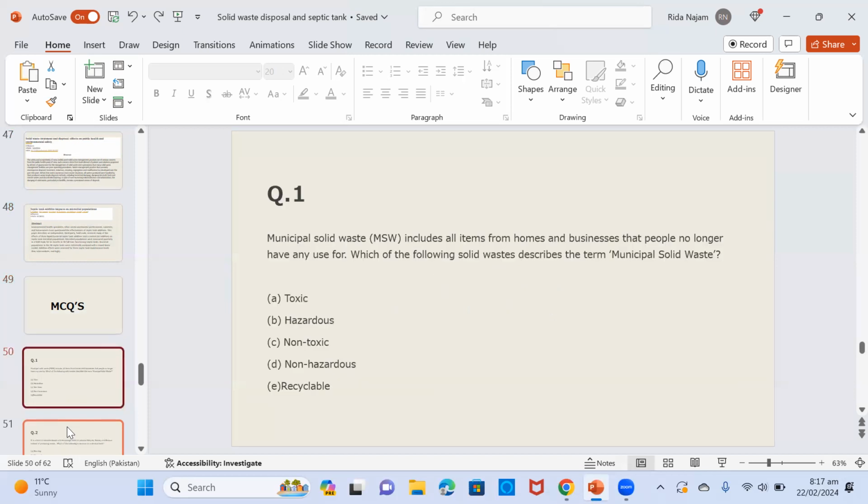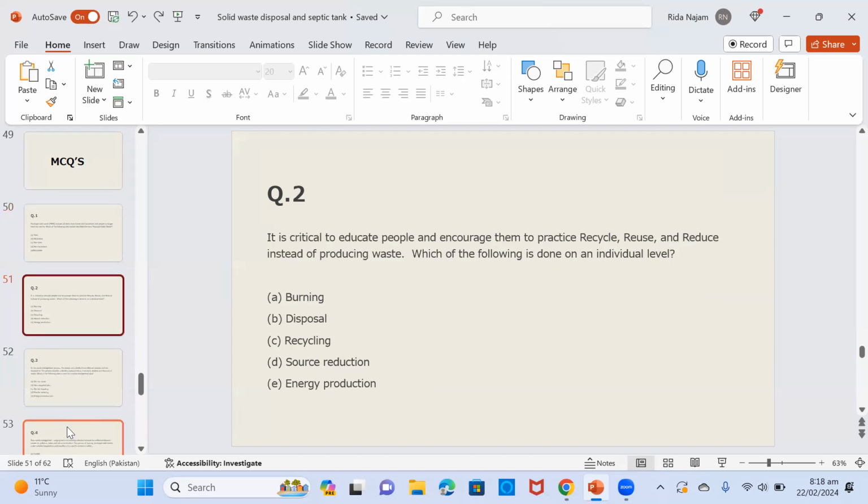Now coming to the MCQs. Question number 1. Municipal solid waste includes all items from homes and businesses that people no longer have any use for. Which of the following solid waste describes the term municipal solid waste? A. Toxic, B. Hazardous, C. Non toxic, D. Non hazardous, or E. Recyclable? The answer is D. Non hazardous, because it's coming from the household.